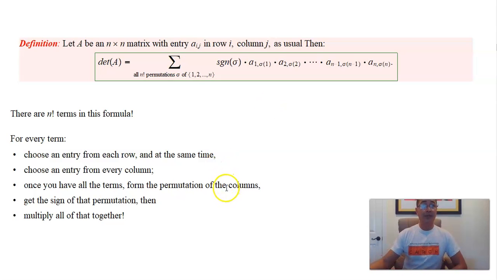Now, once you have all of the terms that you want, you can form the permutation of the columns that that term produces. Get the sign of that permutation, and then you can multiply all of those numbers together. Okay? I did not change the formula. Okay? I just thought of it in a different way. Okay? But now, let's investigate that formula a little.